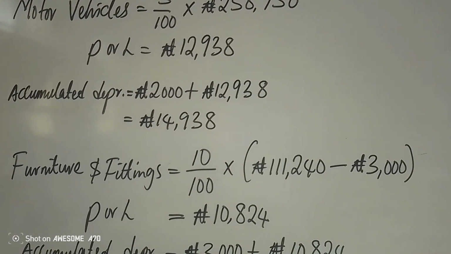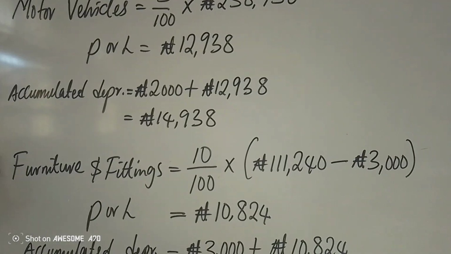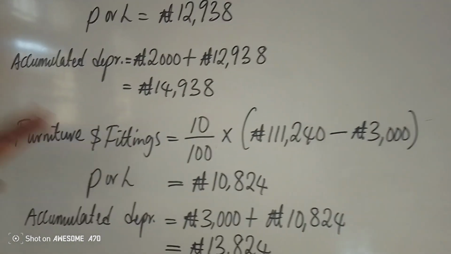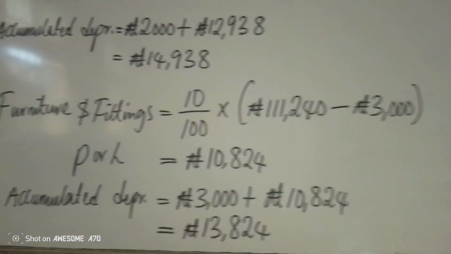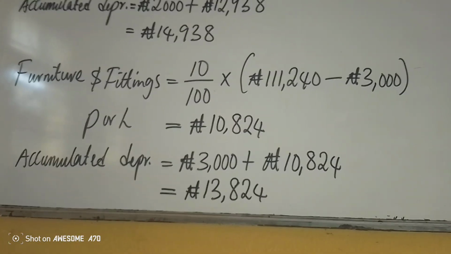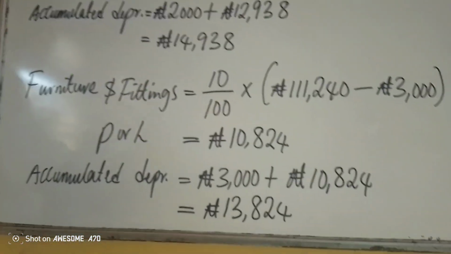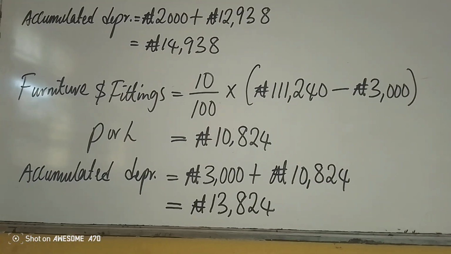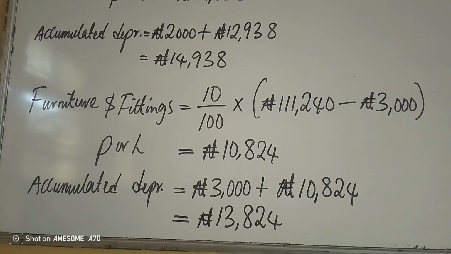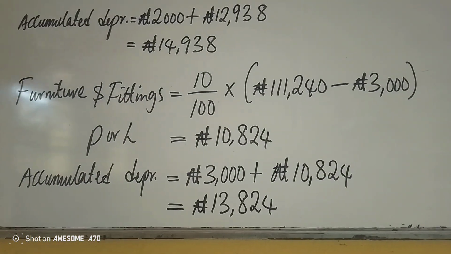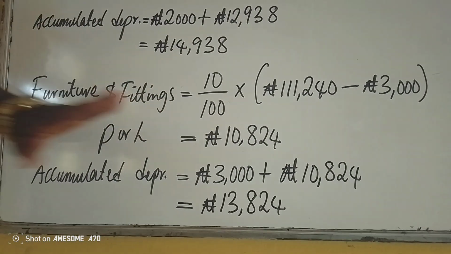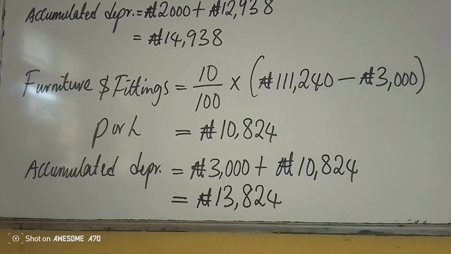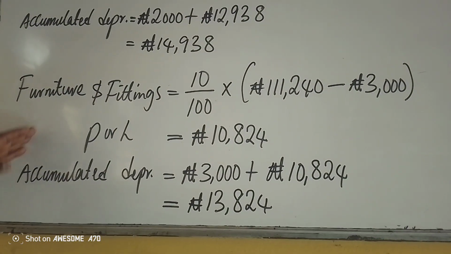Don't forget. Then we go to the second non-current asset that has depreciation. It was furniture and fittings. Furniture and fittings was having a depreciation of 10%. But here it was not based on cost. It was based on the reducing balance method, or what you call the written down value. Here it was on cost, but here it is based on the written down value, or what you call the reducing balance method. So how do you work it out?